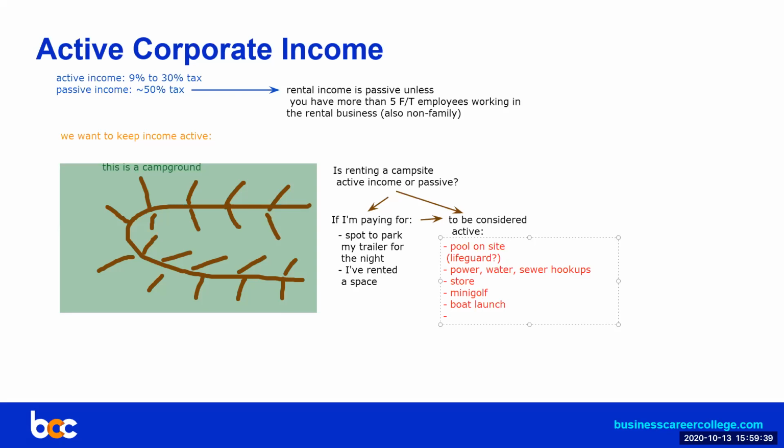I could have some fruit picking. That might be part of my active. Basically, the more stuff that we're doing here, the more stuff that we're doing that's active, the more likely it is that our income is considered to be active. And this is a big deal with these Ontario campgrounds today.